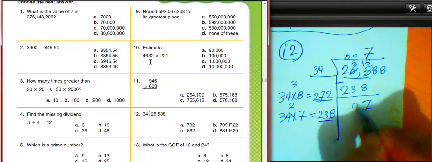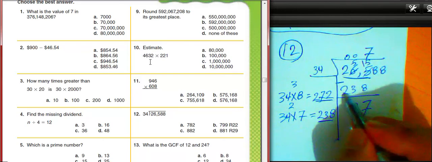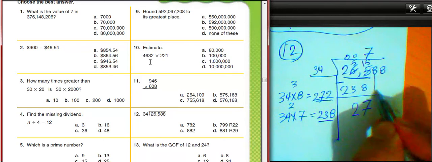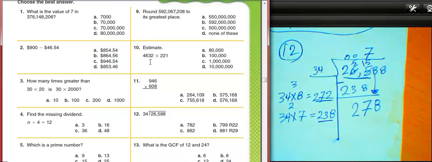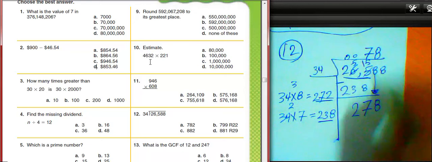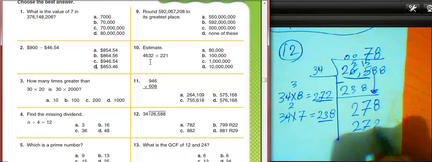5 minus 3 equals 2. 2 subtract 2 equals 0. And we must drop this digit here. The result will be 287. It was nearest 2, so we must write 8 outside here in the quotient and 272 under here.